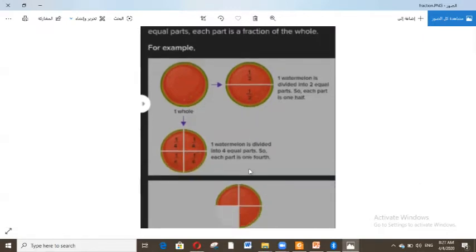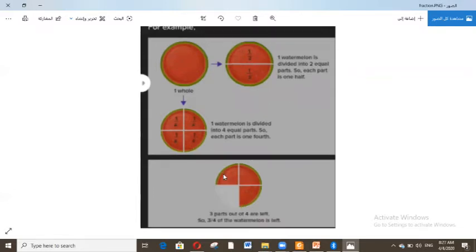Here, one watermelon is divided into four equal parts. So each part is one fourth. So here 1 over 4 is 1/4, and 1 over 4 is 1/4, 1 over 4 again is 1/4, and 1/4.